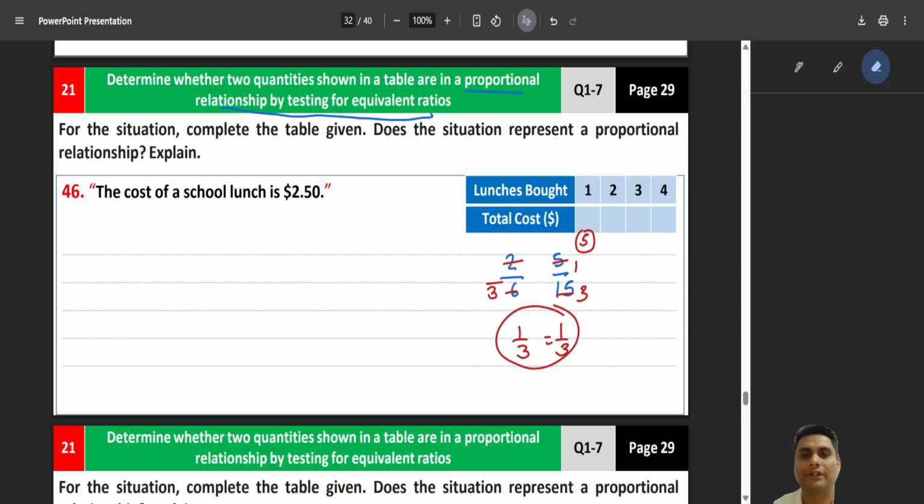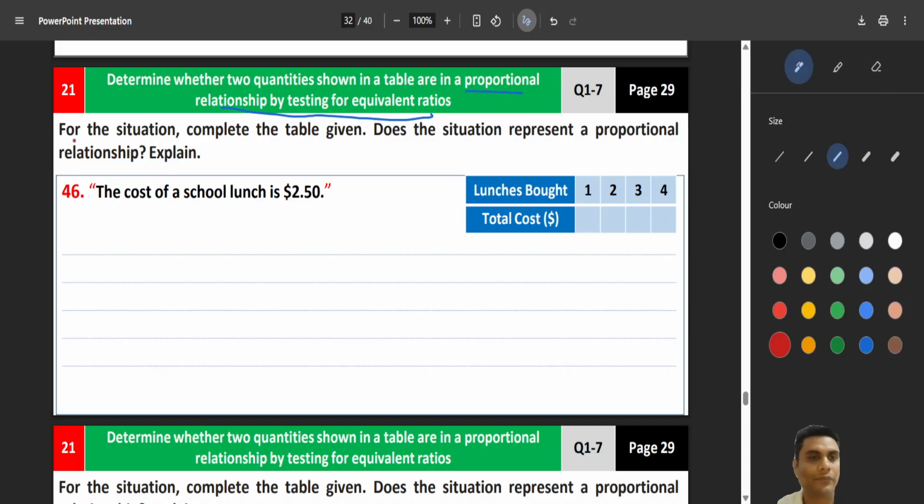Okay. So in this question, first of all, let's see what is given. Then I will explain how to do it. Let's read the question. For the situation, complete the table given. We have to complete this table. And does the situation represent a proportional relationship or not? We have to fill this table and check whether all the information given here is proportional or not.